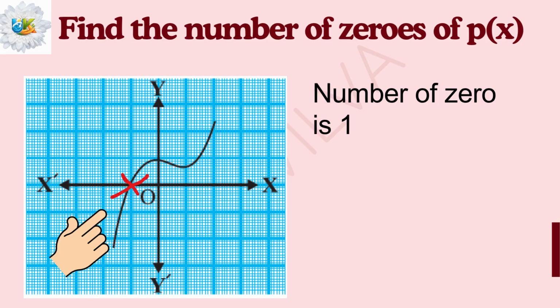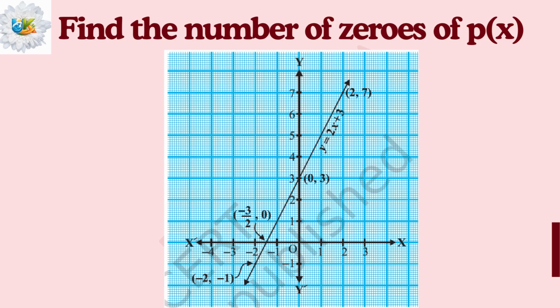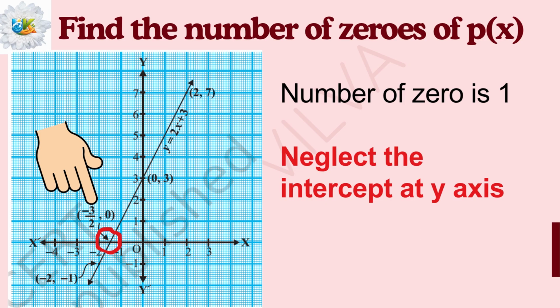In our first example, we have 1 zero because the graph intersects the x-axis exactly once. Now, look at this second example. The number of zeros is still just 1. Don't make the mistake of counting the y-intercept. Always focus on the x-axis, not the y-axis.